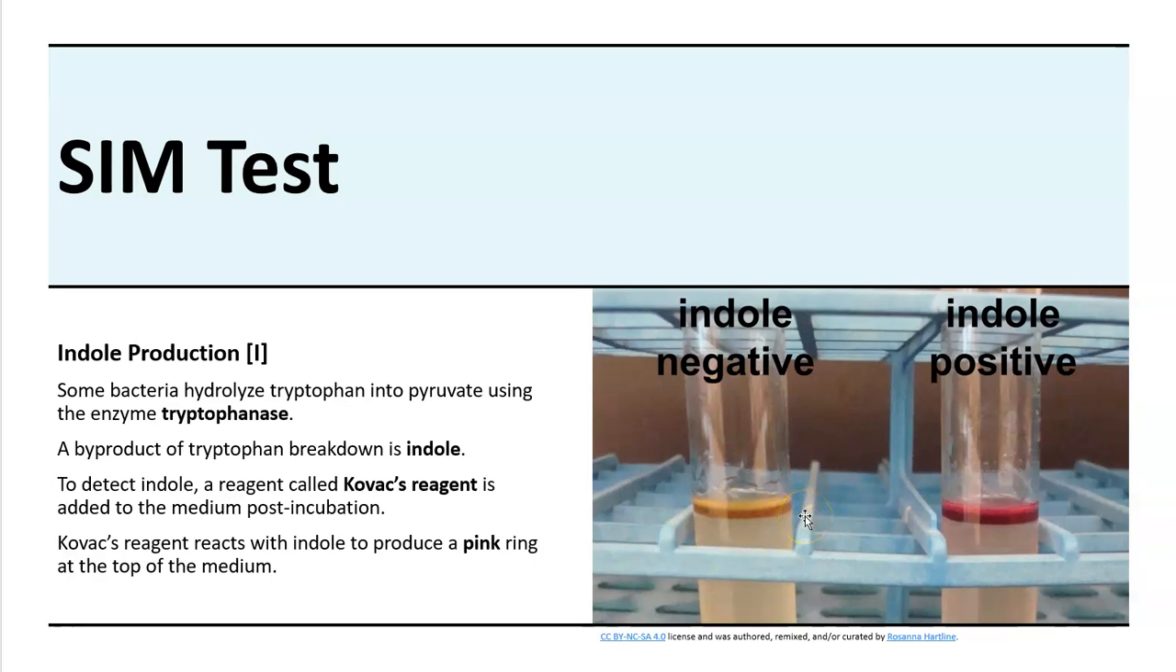So again, if it turns positive, that tells us our bacteria must have the tryptophanase enzyme, and with that enzyme they are able to break down tryptophan into indole. However, if your bacteria are unable to cause the reaction to occur and the Kovacs reagent stays clear, that is an indication that your bacteria lack the tryptophanase enzyme and are unable to break down tryptophan into indole.